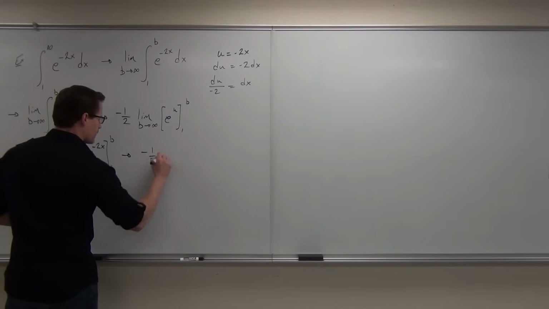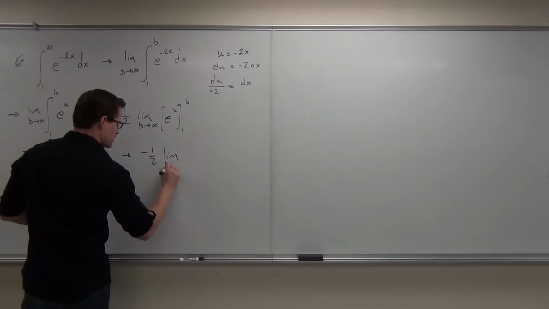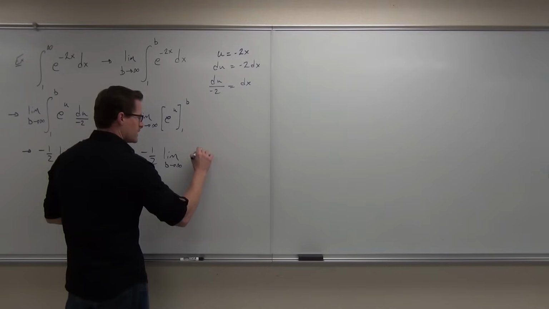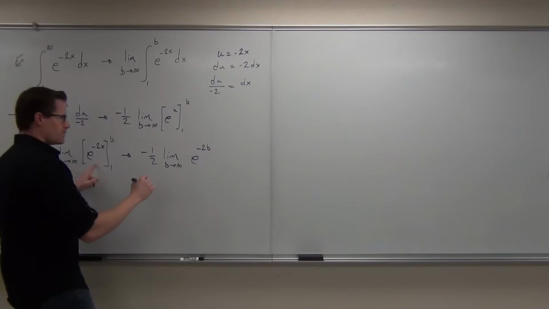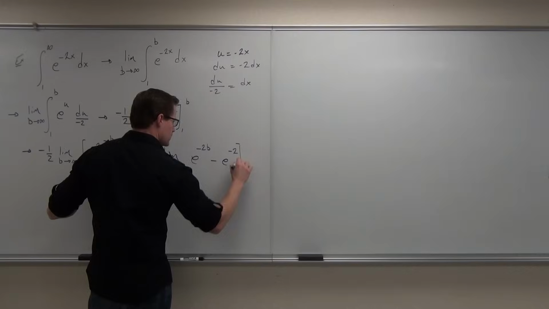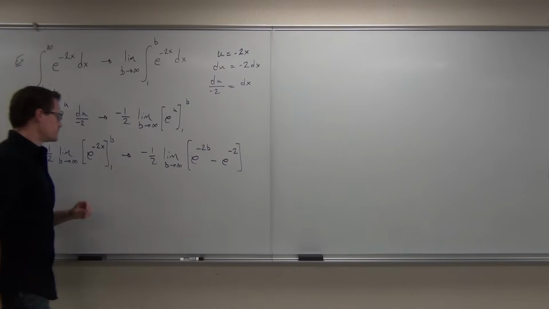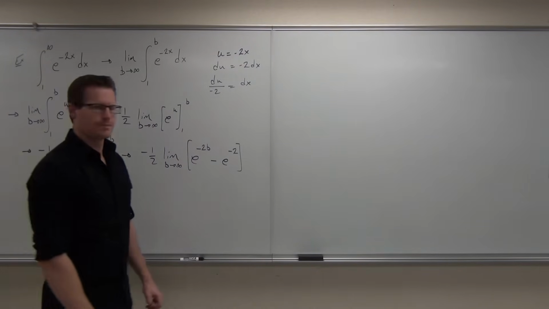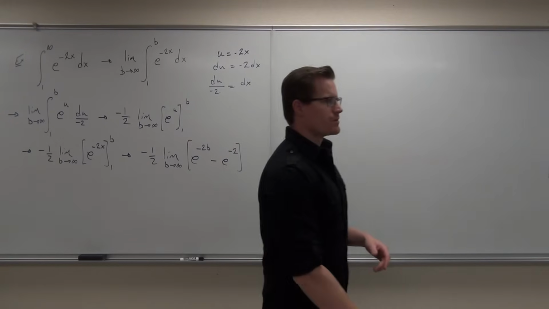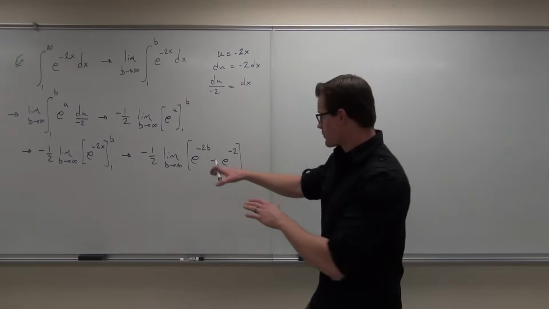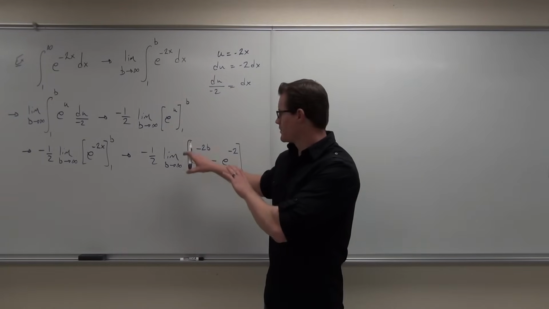So -1/2 limit as b approaches infinity. What we end up getting is e to the -2b minus e to the -2. You still okay so far? Yes. Well, maybe what we want to do is make this a little bit more understandable on what's going on with our functions. So if you can do it from right here, cool. Go ahead and evaluate your limit from right here.